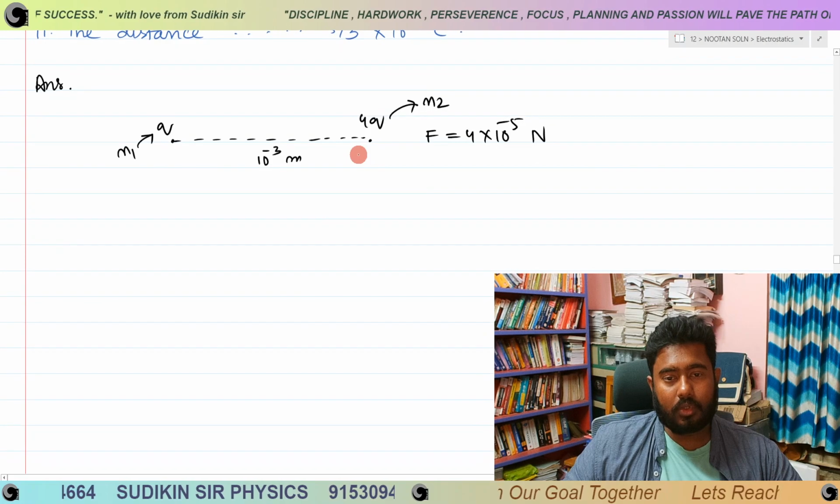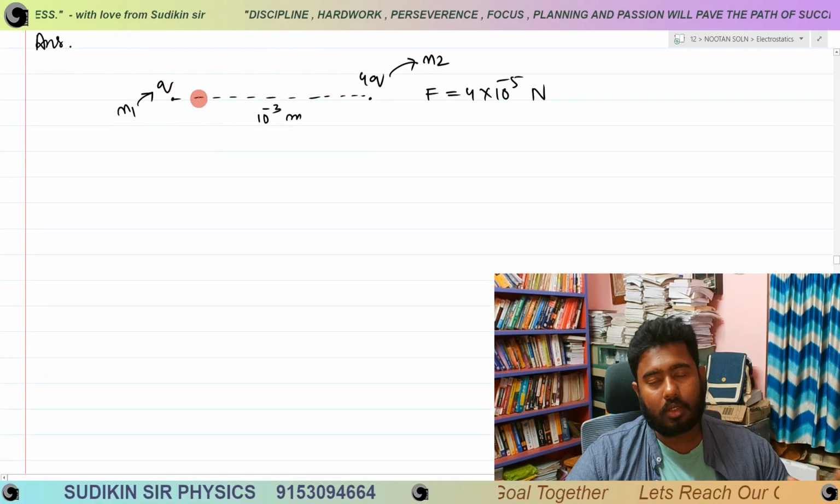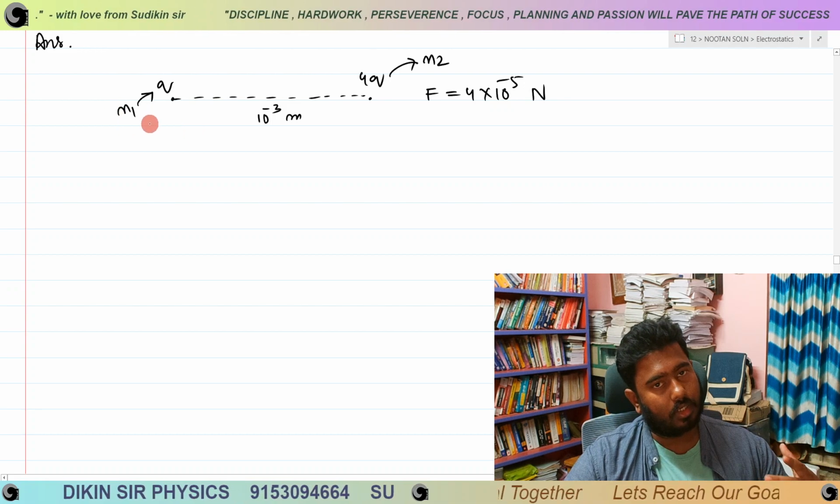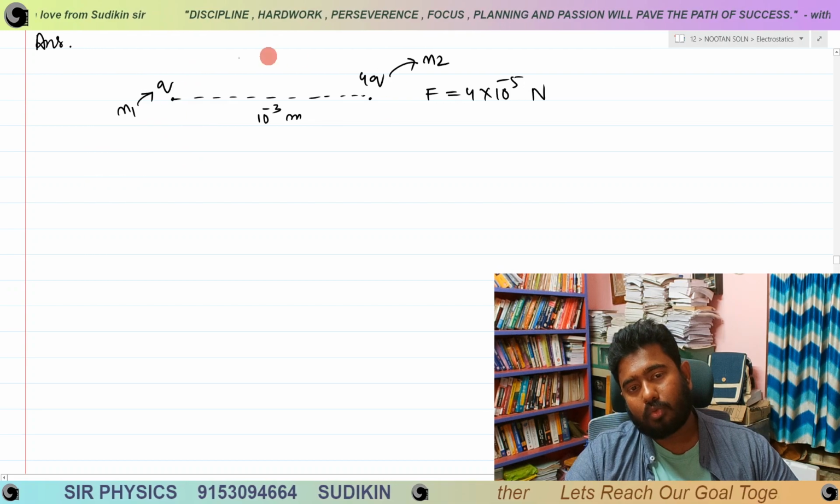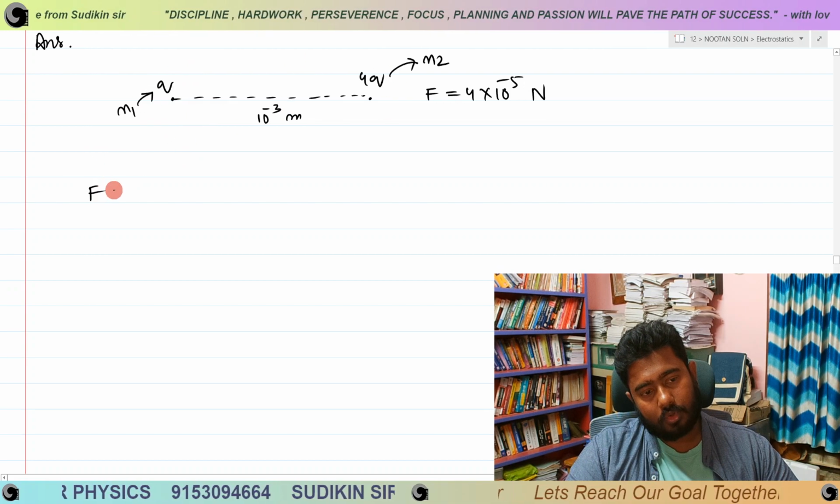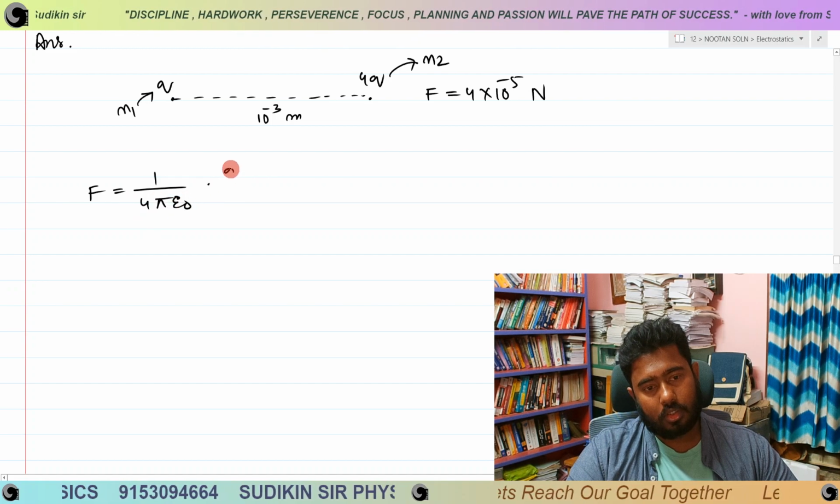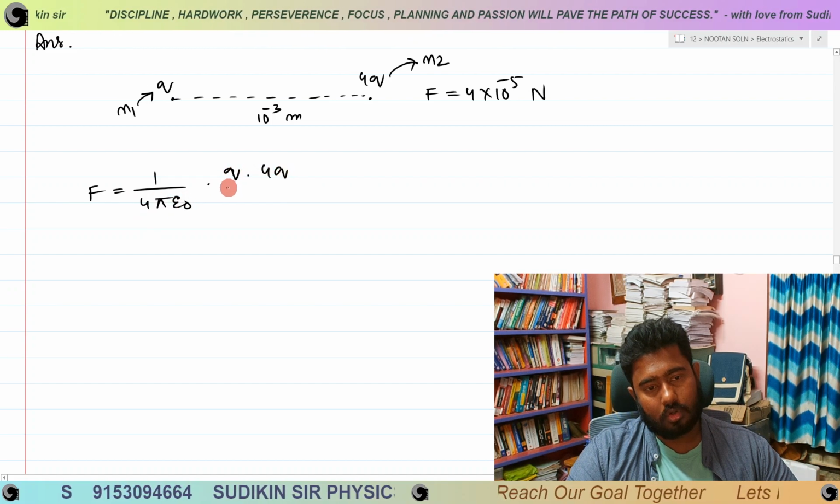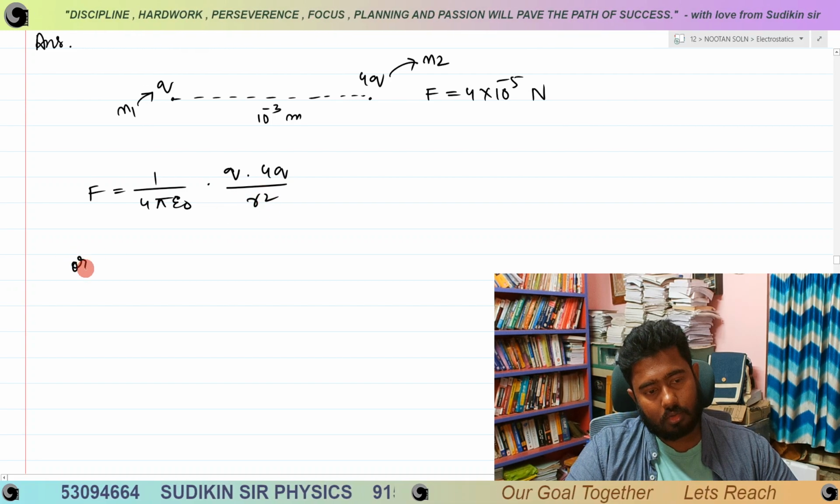So if anyhow we can find out the amount q, we can divide it by the charge of an electron and then we can get the value of n1. So this can be a good process. For that we need to find out q. Now we know F equals 1 by 4 pi epsilon naught into q1 q2 by r square. So we need to find out q.